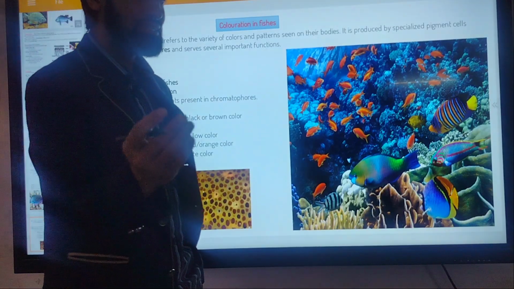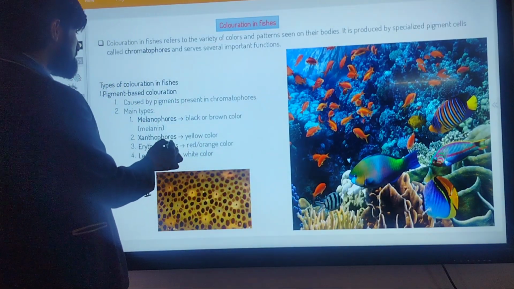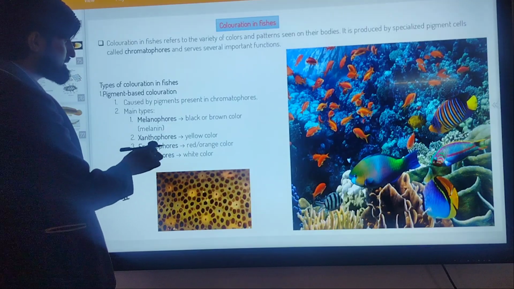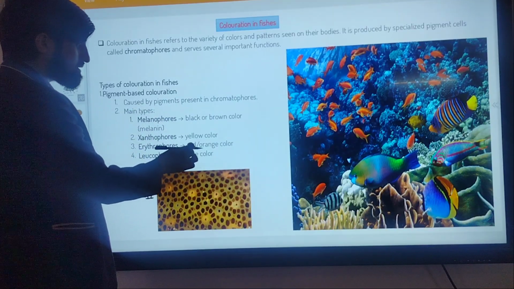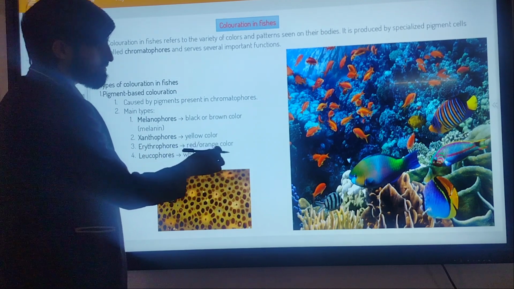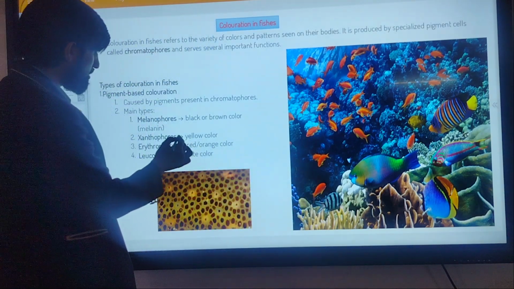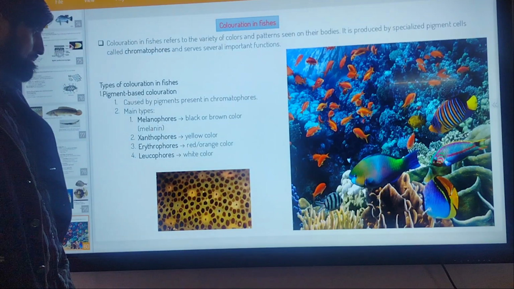The other one, as the name is written here, erythrophores. Erythrophores are separate cells of the chromatophores. Their pigment is red or orange in color. That is why they are responsible for the red and orange color of the fish. So we call them erythrophores.